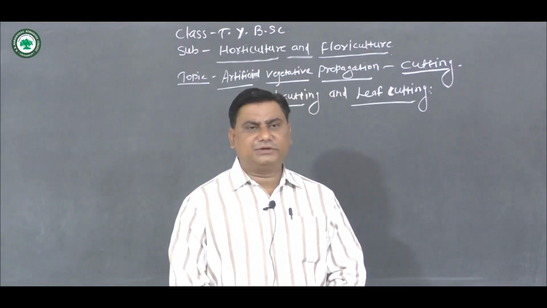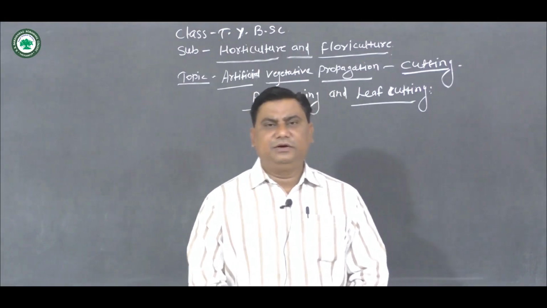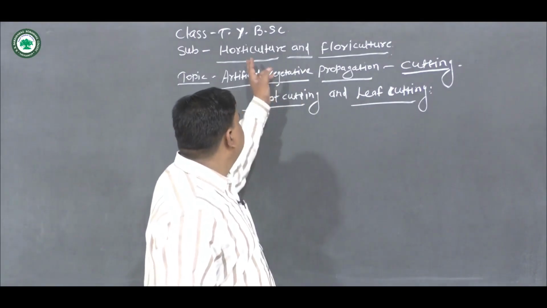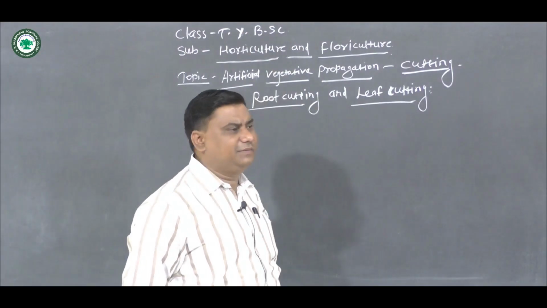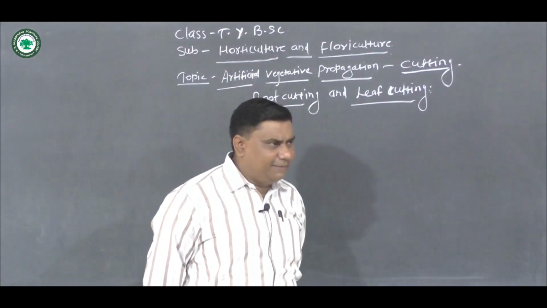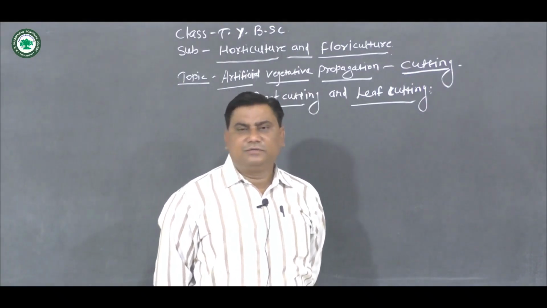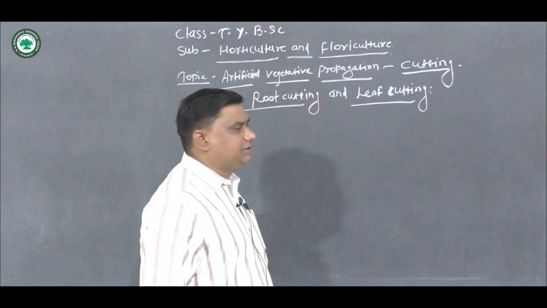Today we are going to see the topic artificial vegetative propagation. The topic is from the class TYBSc, third year BSc. The paper is horticulture and floriculture. From this, there is the artificial vegetative propagation.